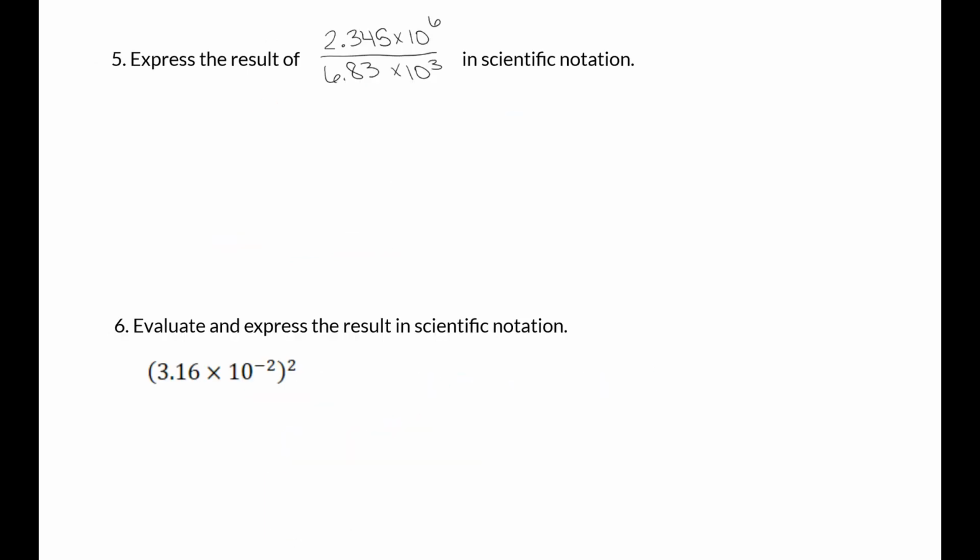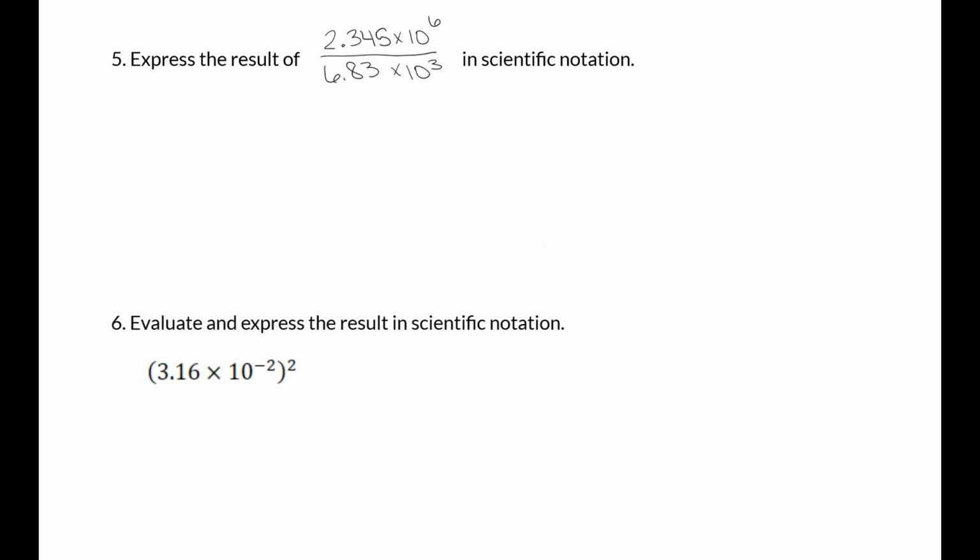Number 5, I have expressed the result of 2.345 times 10 to the 6th divided by 6.83 times 10 to the 3rd in scientific notation. So we're dividing, right? So we're going to divide our base numbers and we're going to subtract our exponents.